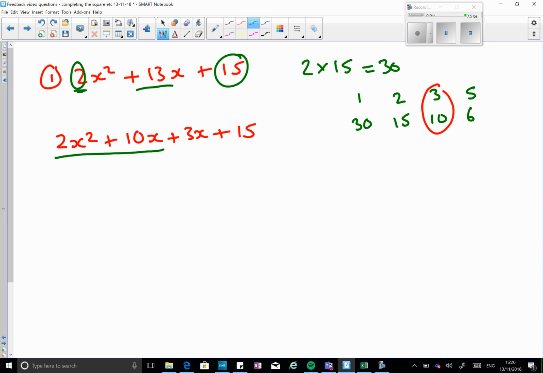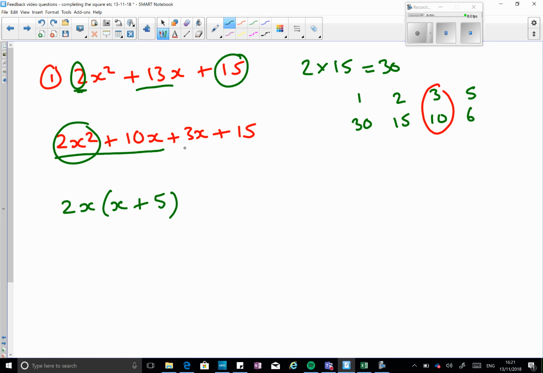So factorize fully. 2 is a factor of 2x squared and 10x. And x is also a factor of those two terms there. So then we would get, right, what do I need to multiply 2x by to get the 2x squared? Well, the answer there is x. And what would I multiply 2x by to get 10x? And that would be 5.